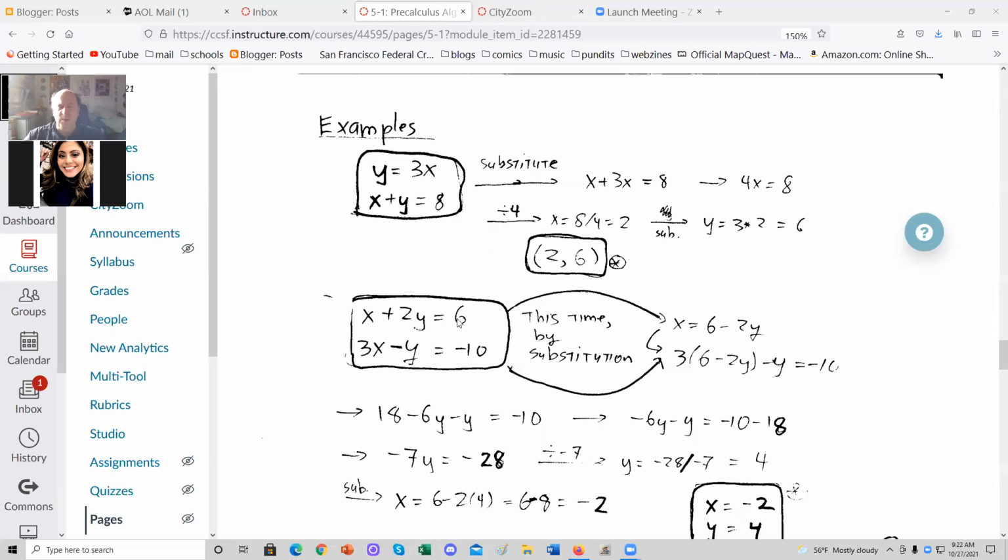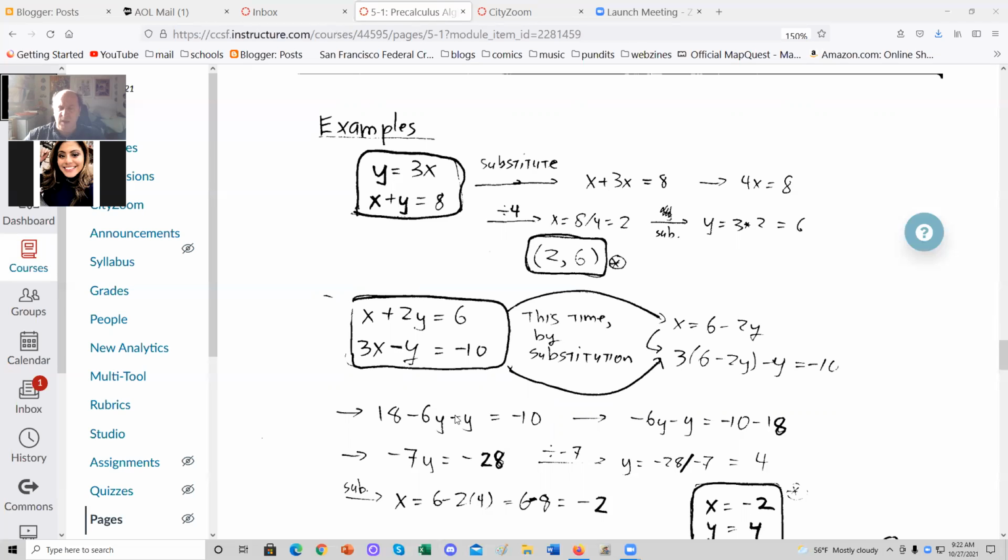Okay, here's x plus 2y equals 6, 3x minus y equals negative 10. We could use either elimination or substitution. In this case, I choose to use substitution. You can do either way. Since x plus 2y equals 6, then x equals 6 minus 2y. Plug that value of x into here. So 6 minus 2y into here. You get 3 times 6 minus 2y, that minus y equals negative 10. So, okay, the rest is algebra.